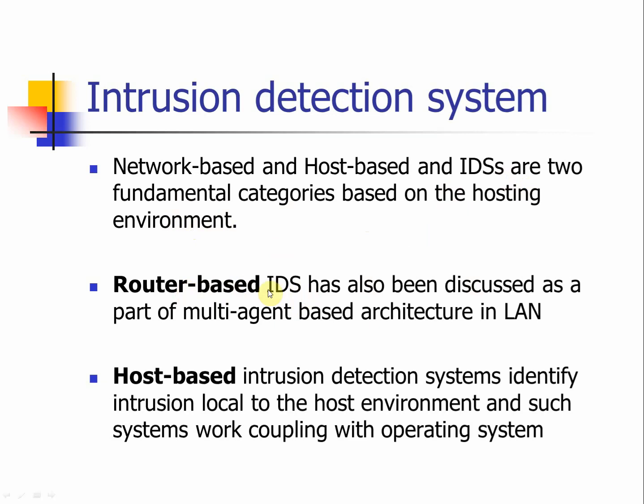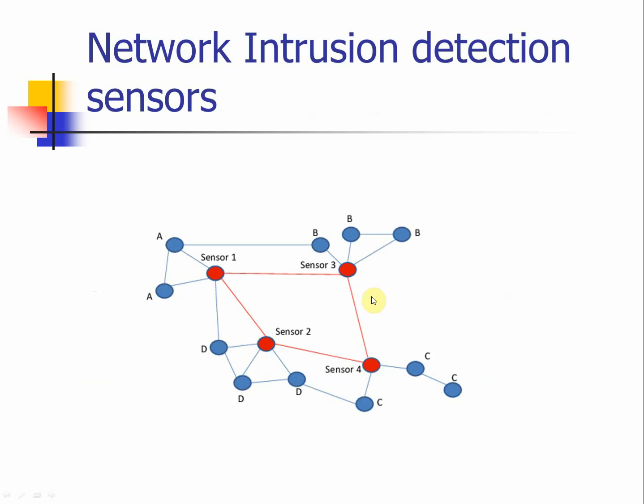One is the router-based intrusion detection system, which has been discussed as a part of multi-agent based architecture in LAN, basically in your network system. The host-based intrusion detection system identifies the intrusion on the local environment, such as your own computer, in the Unix, Linux system, in the Windows system. So if we take a look at the next slide, it can help you understand.